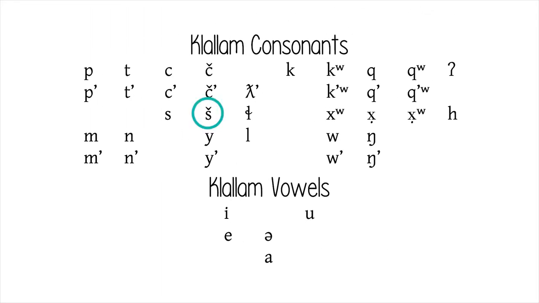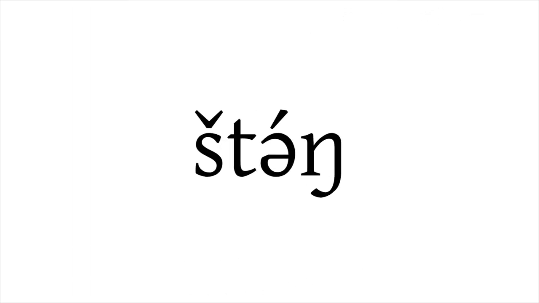An S with a V on the top is called an S with a wedge and makes the same sound that's at the beginning of the English words sugar and shoe. It's also in the Klallam word for walk. Stung.